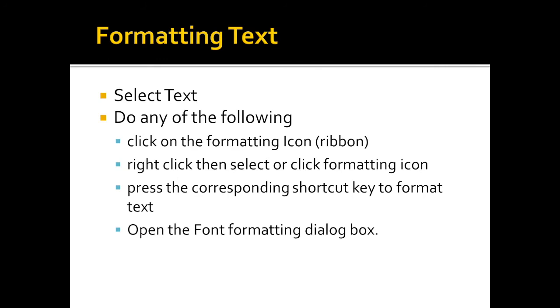Now, how do you format text? To format text, we do any of the following. First, we select the text, and then after selecting the text, we do any of the following. Click on the formatting icon on the ribbon, or right click, then select or click the formatting icon. Or press the corresponding shortcut key to format text or open the font formatting dialog. So these are ways we can format text. But the first step is to select the text first.